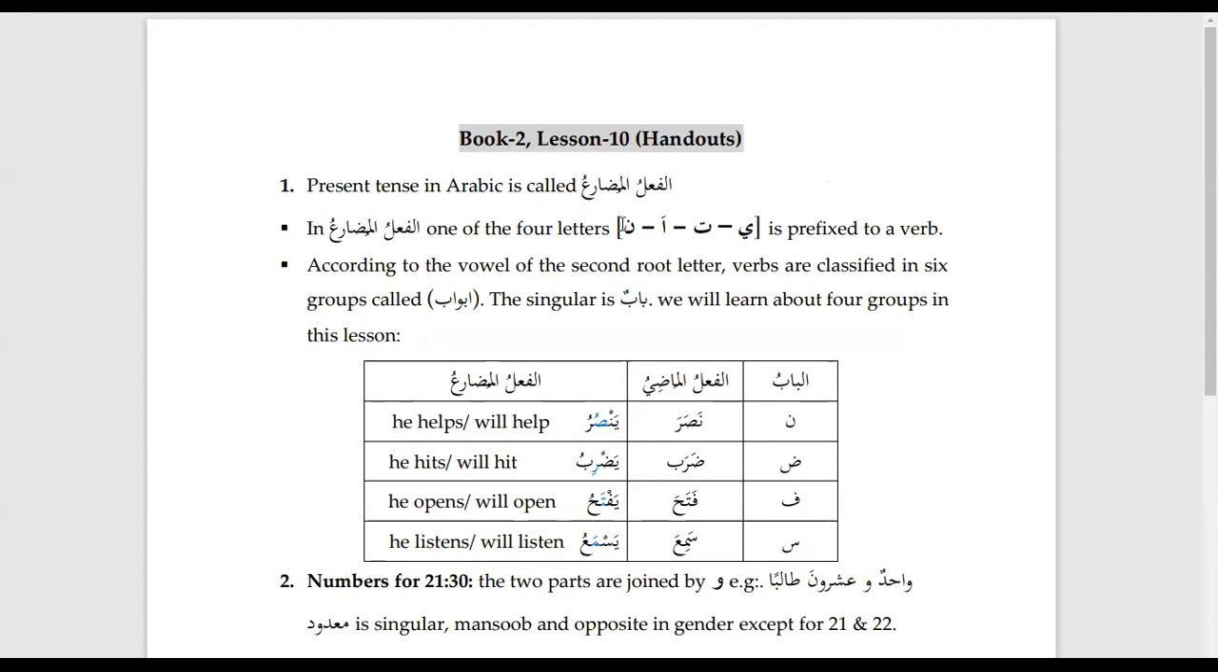Excellent. So present tense in Arabic is called al-fi'l al-mudari. For the past, we said al-madi, and the present tense is al-mudari. And al-mudari starts with one of the letters ya, ta, hamza, and noon. The combination is called yatan. So when we see any of these four letters at the beginning of a verb, then it will be present tense.